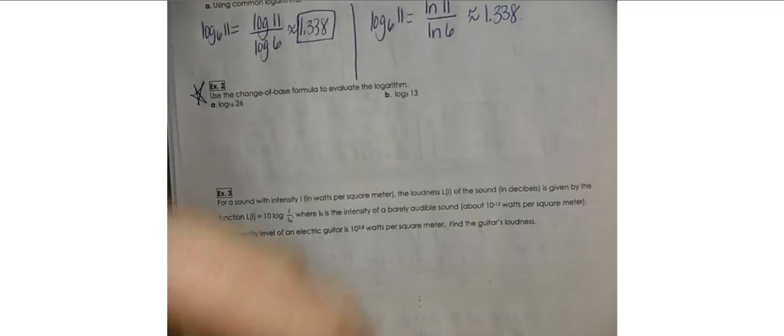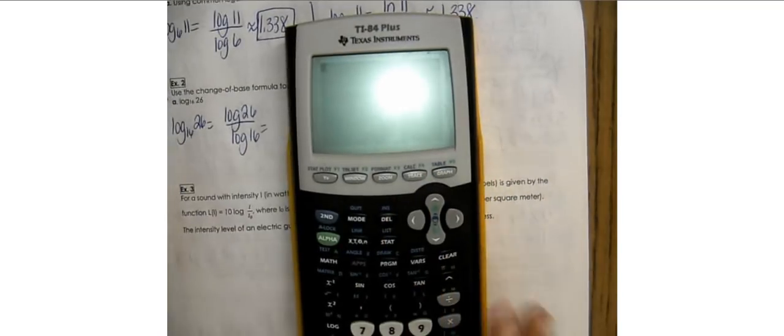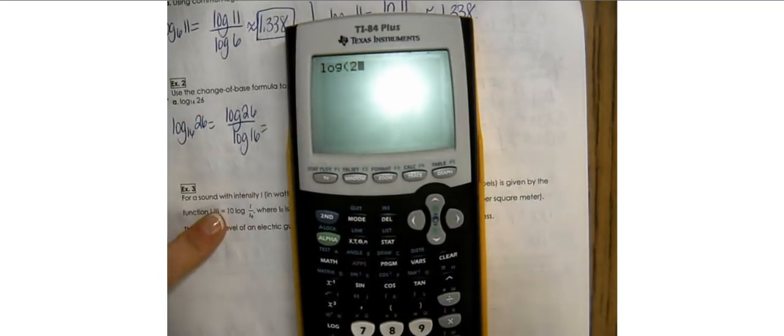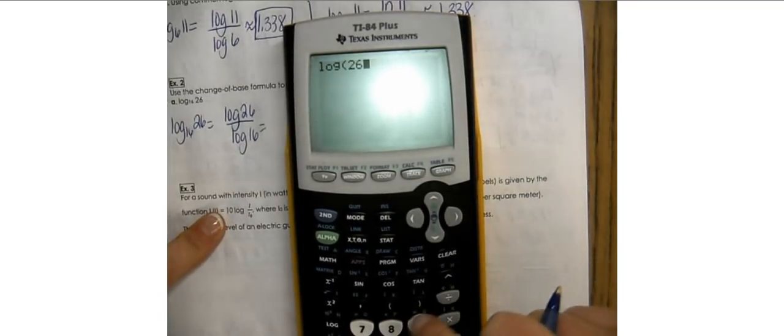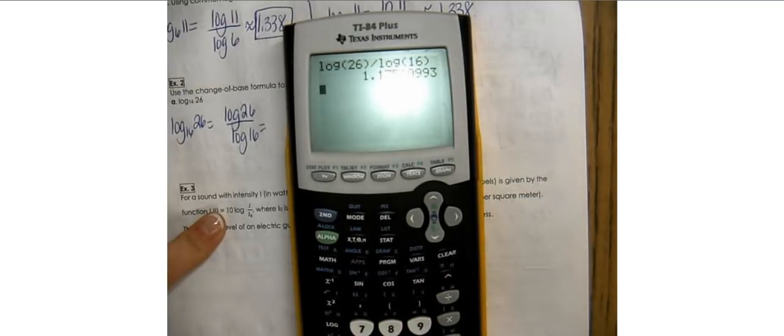All right, let's see how well you did. So we have log base 16 of 26. I'm going to use common logs. So I'm going to write log of 26 divided by the log of 16, and I'm going to put that into my calculator exactly as I see it. So I have log of 26 divided by, or better close my parentheses, divided by the log of 16, and I end up with 1.175. And there's my answer.